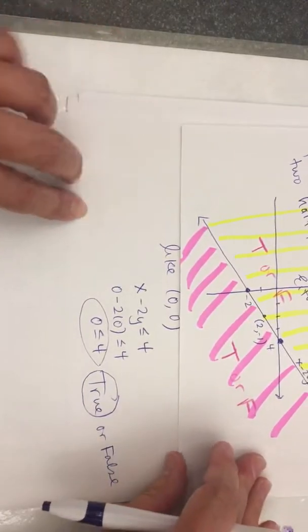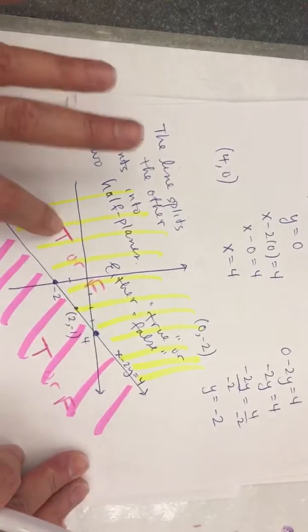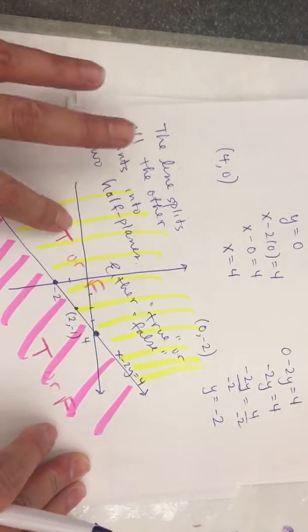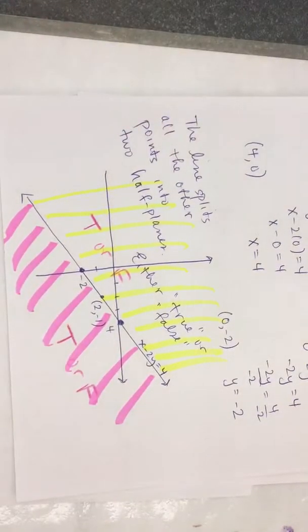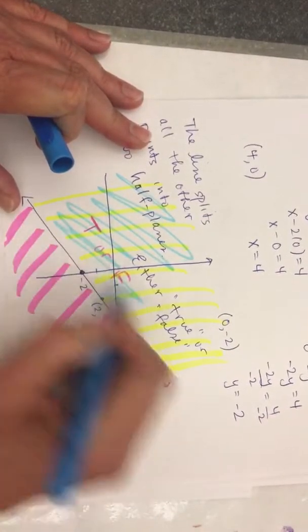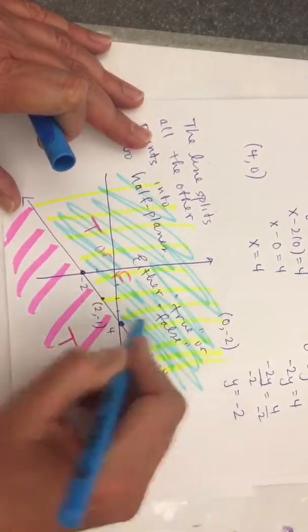So the side I want to shade is the true side. I'll grab a different color. My answer would be the blue part right here.